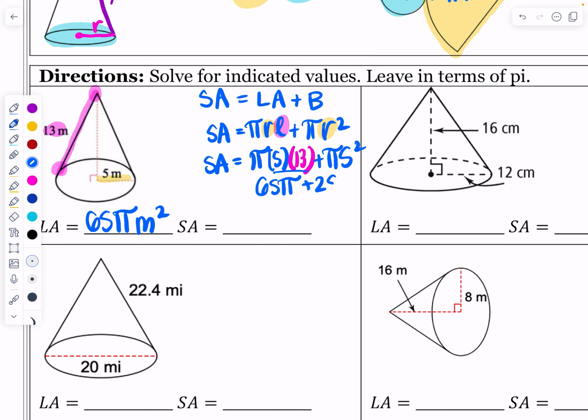And then I have to add the area of the base to that, which is 25 pi. So what is 65 plus 25? That is going to give me a total surface area of 90 pi meters squared for this cone. So 65 pi meters squared is the walls. And then when you add in the area of the base, it's going to give me a total of 90 pi meters squared for the surface area of this cone. So if you were to unwrap this shape, that is exactly how much material you would need to build the same shape.